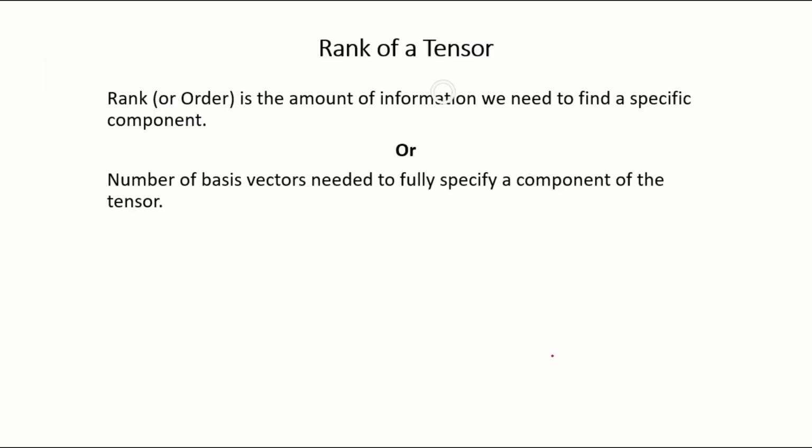Now the next thing is rank of tensor. So what is rank? Rank or order is the amount of information we need to find a specific component. What is the meaning of amount of information? Amount of information means number of basis vectors. So here what I have written: number of basis vectors needed to fully specify a component of tensor. That means to specify a component, how many basis vectors you need.